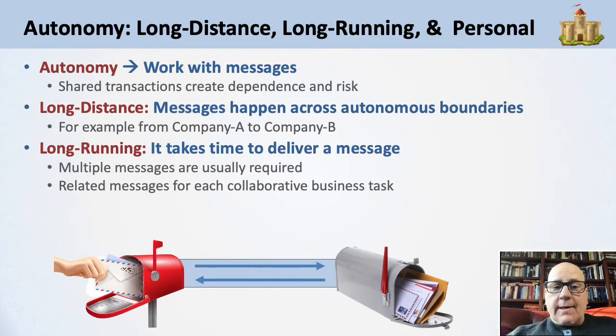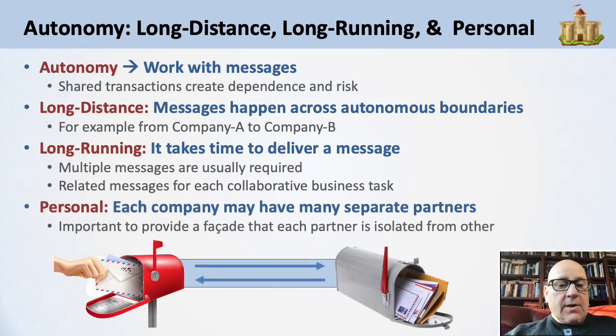Long running, it takes time to deliver a message. First of all, you do work to generate the message and commit that in your system, then it goes across and then it gets processed on the other system. So when you're doing this work, multiple messages are usually required. And these are related messages for each collaborative task. It's also personal. Each company may have many partners, but it's important to provide a facade that each partner is isolated from the other. If I go to a hotel, I don't really want to know about the other guests in general, and the hotel doesn't want to tell me about them.